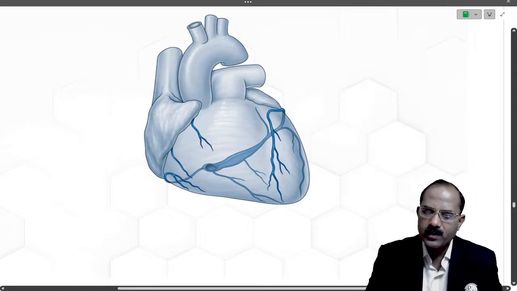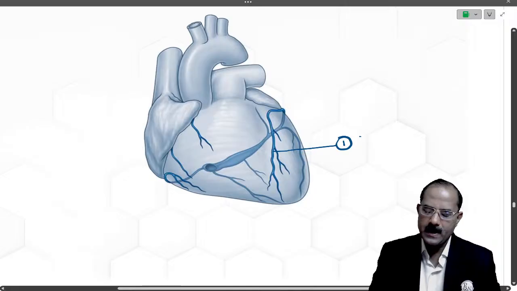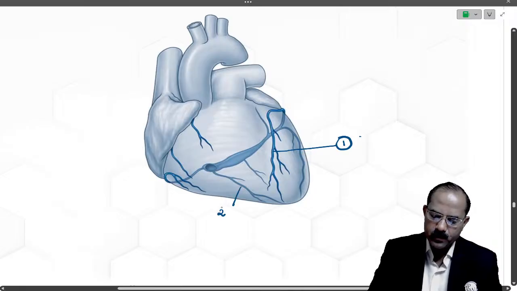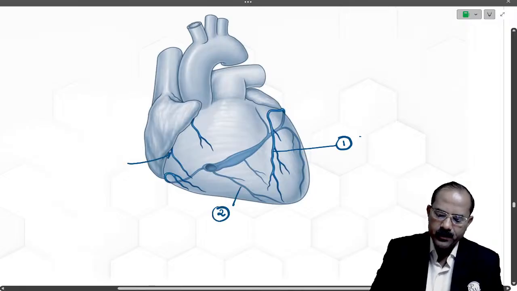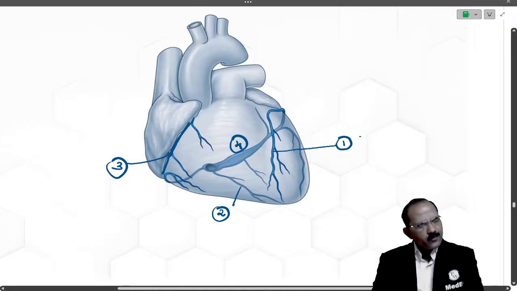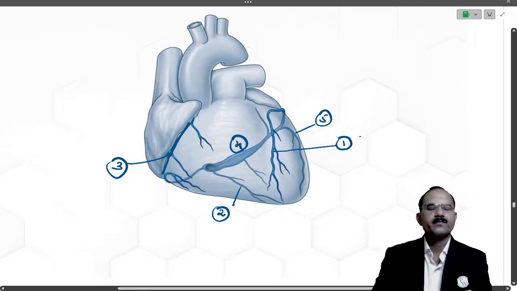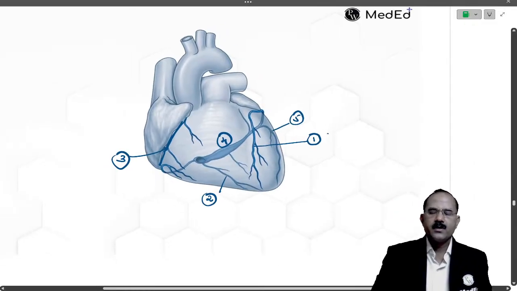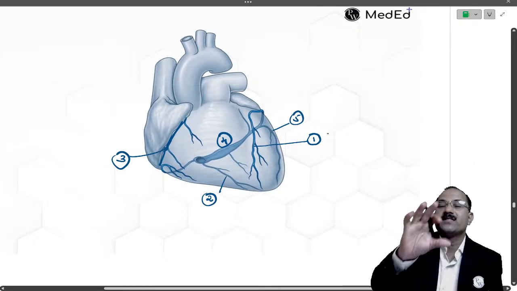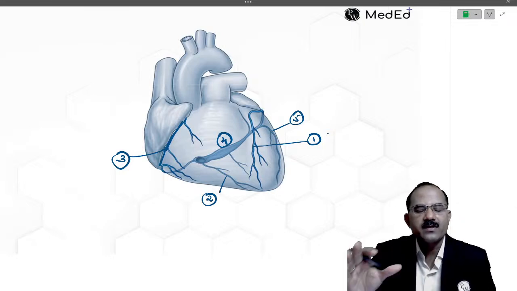If you can answer, what is this number 1? What is this number 2? What is this number 3? The vein here. And what is this number 4? If you can answer this, these are very important MCQs. And what is this number 5? These are very important MCQs. The vein which the surgeon encounters in the anterior interventricular sulcus of the heart.